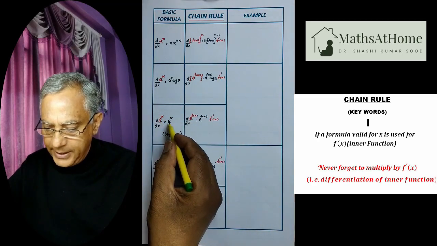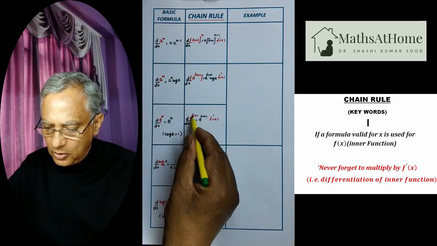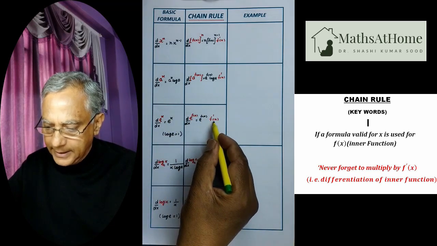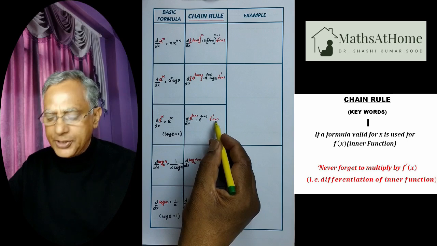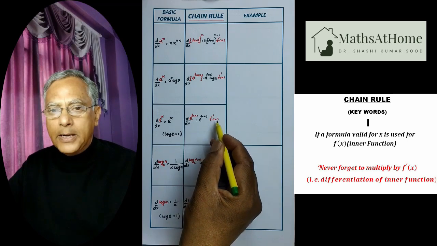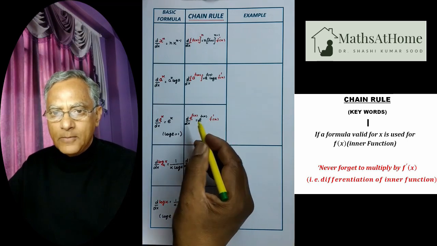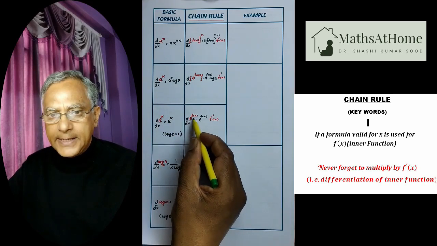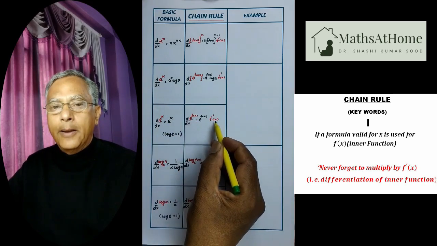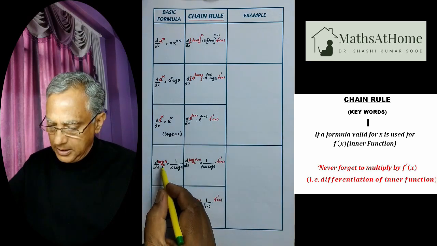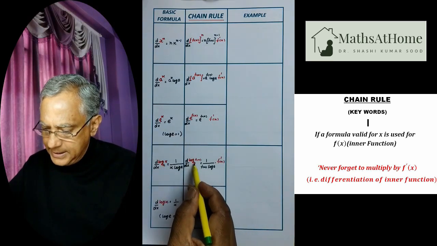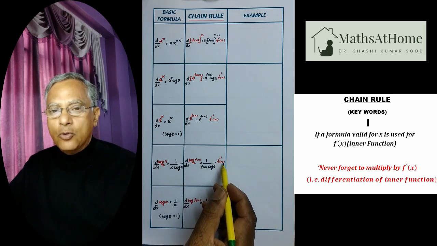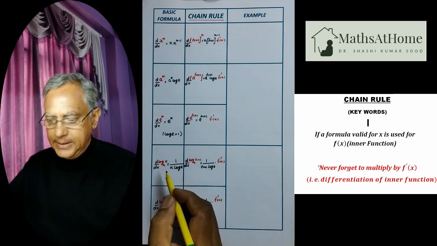d by dx of e to the power of x is e to the power of x. d by dx of e to the power of f(x) will be e to the power of f(x), and this term will be extra, f dash x. Never forget to multiply by f dash x. If a formula valid for x is used for f(x), never forget to multiply by f dash x.